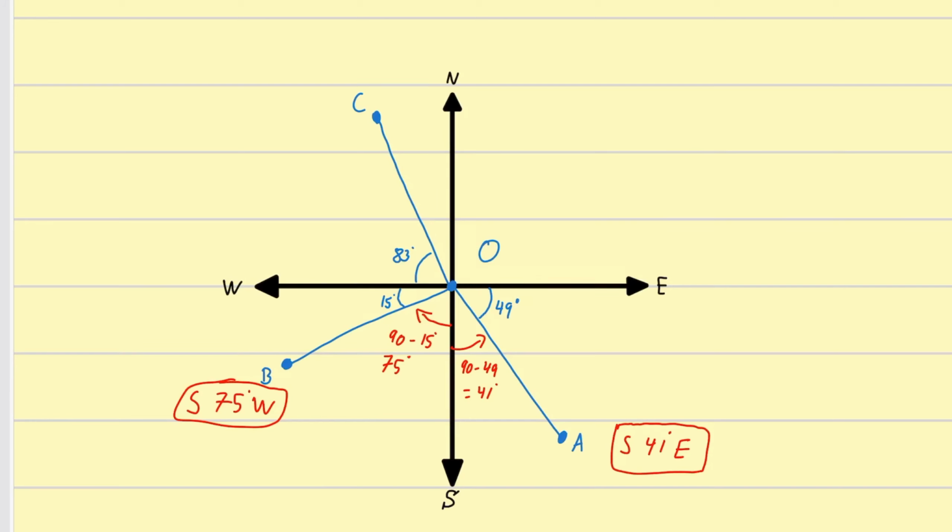What about for point C? Well, I'm on the north side, clearly, and I need to find the angle that's going away from north. Do you notice how this 83 degrees is going towards north? I don't want that. I want the angle that's going away from north. So that's just going to be 90 minus the 83, which gives us 7 degrees. So it's going to be north, 7 degrees to the west.